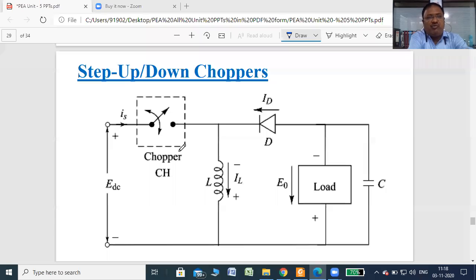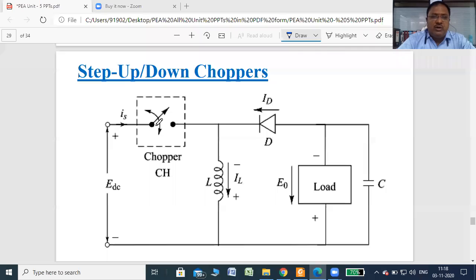I'm not asking about how it will work as a step down and how it works as a step up. I'll explain that later on, but at least the working of this circuit, how it works. Okay, last 1 minute is remaining. I'll explain it in the next one, but still 1 minute is there, so I'll explain.